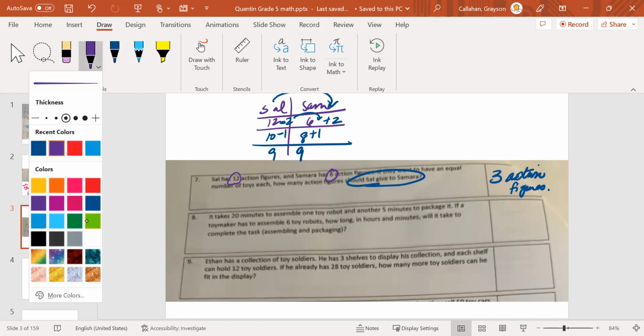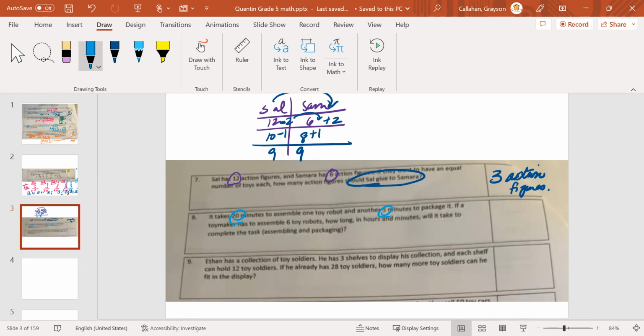Read question number 8, please. It takes 20 minutes to assemble one toy robot. 5 minutes to package it. If a toy maker has to assemble 6 toy robots, how long in hours and minutes will it take to do this? So 20 minutes times 6 plus 5 times 6, right? 20 times 6, this right here is how long it takes to assemble 6 toys, right? No, it's 20 times 6. It's 20 minutes to assemble one toy. There's 6 toys.